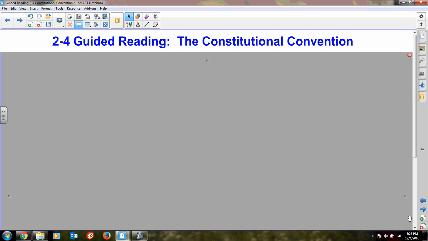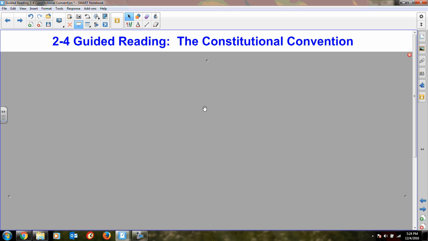But then if you flip it over, you will see another chart that will have a place for you to put some information down about the people that were instrumental in the Constitutional Convention. So why don't you have it on the side where the people are? Because the first two people we're going to talk about were instrumental in adopting the Constitution that we have today.